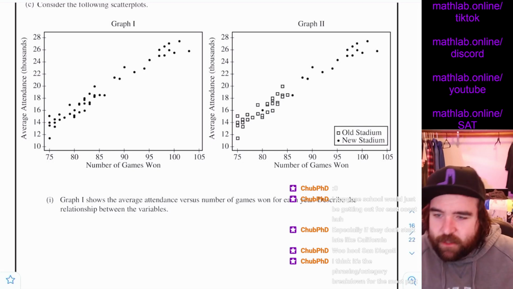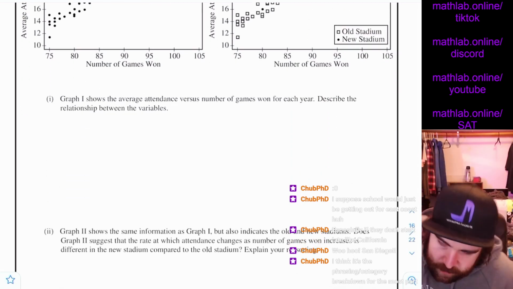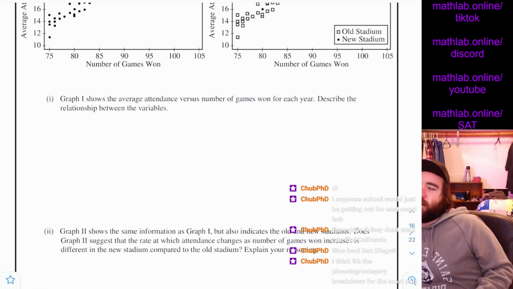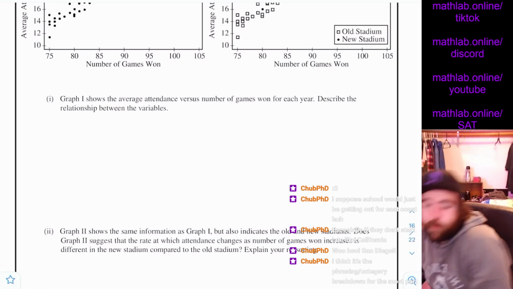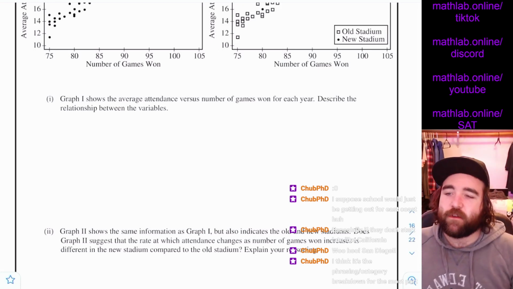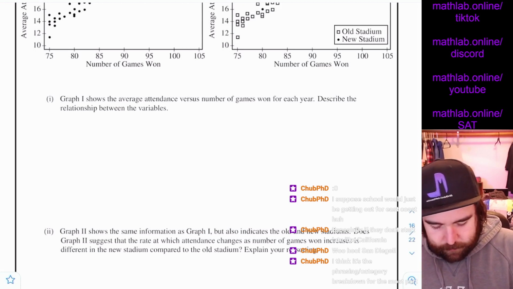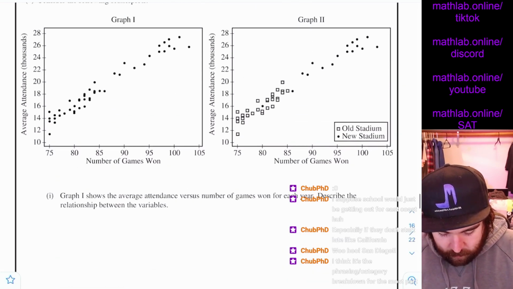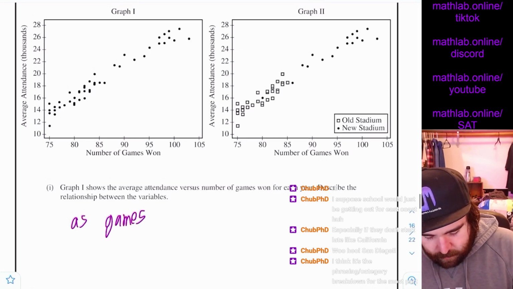Graph 1 shows the average attendance versus games won for each year. Describe the relationship between the variables in graph 1. Hold on, I dropped my pencil. All right. Graph 1 shows the average attendance versus number of games won for each year. Describe the relationship between the variables. Yeah, so as games won per year goes up, the attendance goes up.